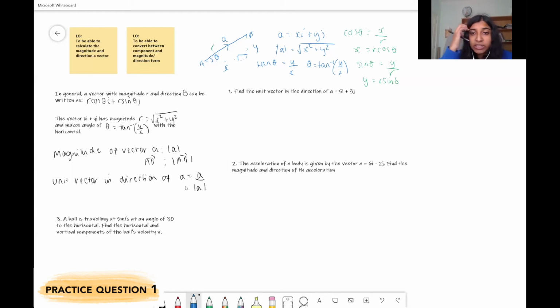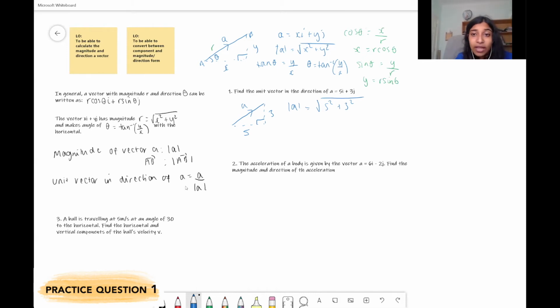In order to do this, it will be helpful if we draw a diagram. If we have a vector a like this, it goes in the x direction 5 units and in the y direction 3 units. So it's a right angle triangle. We can work out the mod of a using Pythagoras. It's just the square root of 5 squared plus 3 squared.